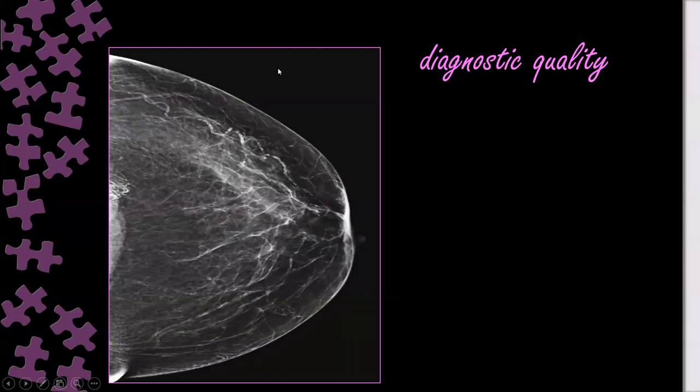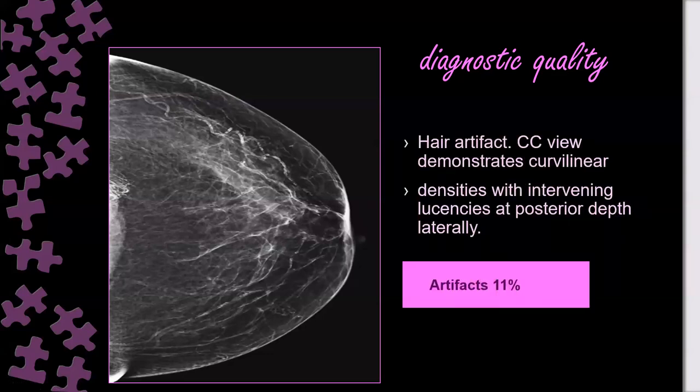Which is the artifact? Hair. I think hair artifact. Who is talking? Excellent, Suher. This is hair. Yes, it's net-like with lucencies, lines, curly lines, opaque and lucent. This is hair artifact. Remember it. Suher discovered for us the hair artifacts.